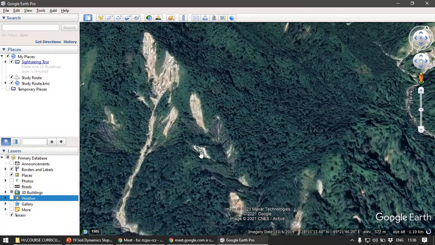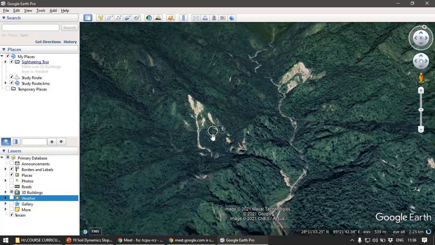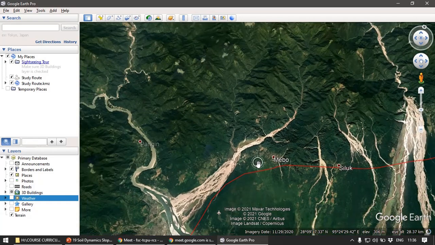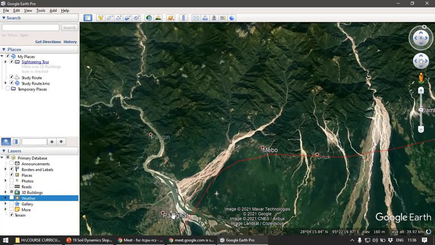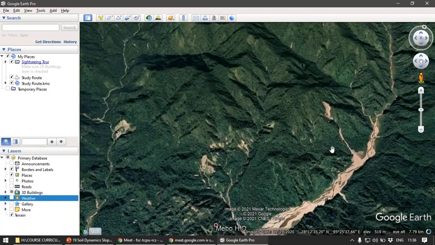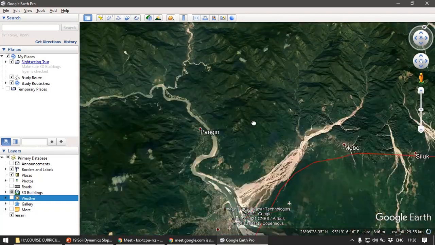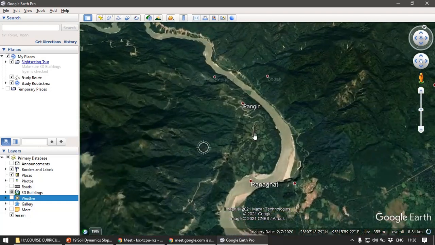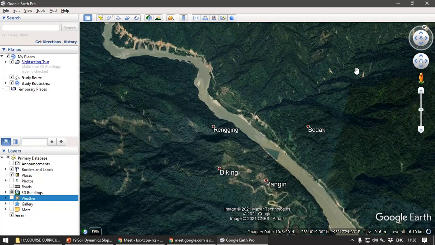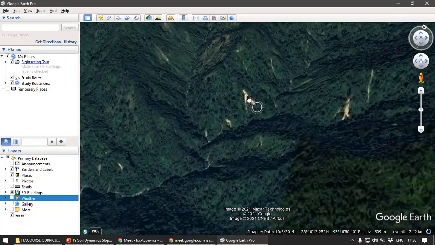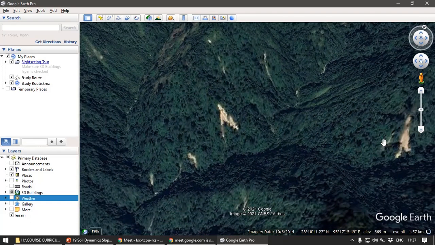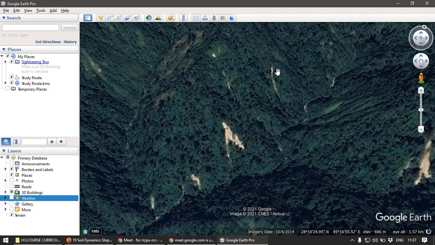There are a lot of landslides. All of these are in Arunachal Pradesh, the Mebo region, and near Pasighat. You can check the various conditions prevailing there. A lot of landslides are there, small landslides as well. Here you see a small landslide.